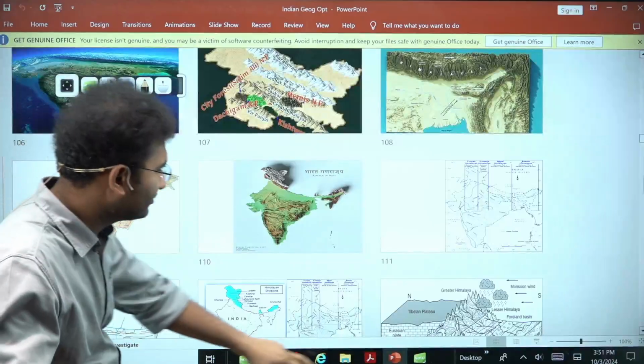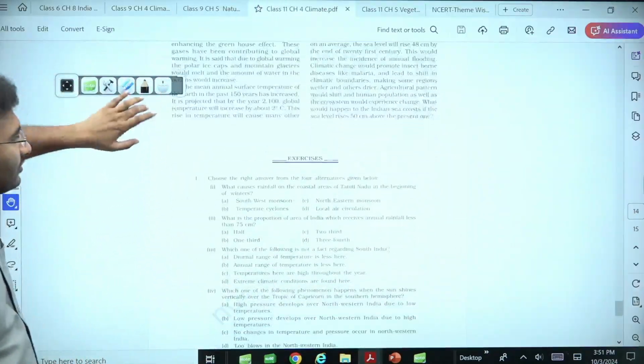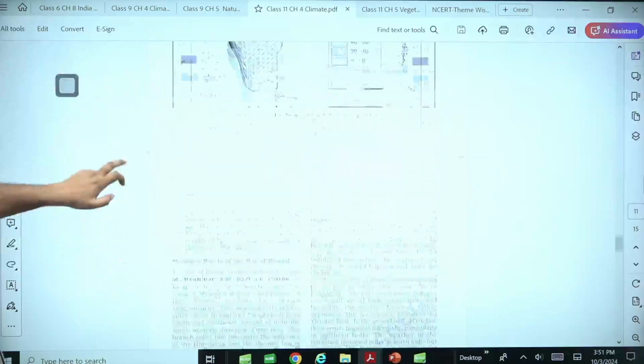Now this break in the monsoon is also written in your NCERTs. Especially they talk about the break in the monsoon in a detailed manner. Let me show you.